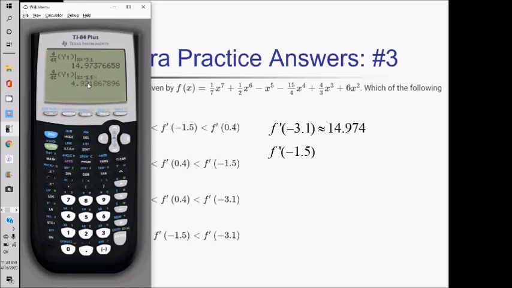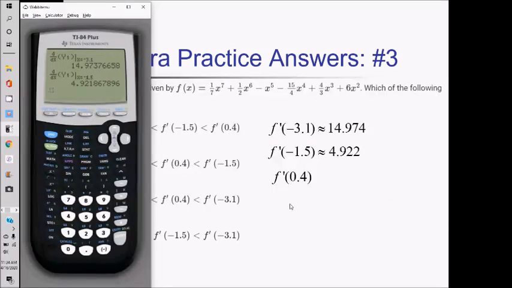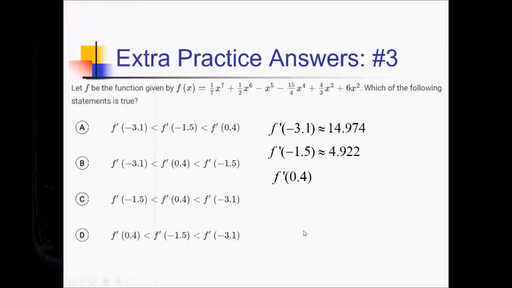This is going to now be -1.5. So that's about 4.922. And then one more time, we only have to look up f prime of 0.4 at this point. So going back, yanking that input one more time, let me delete that negative sign, and we're doing 0.4. Enter, comes out to about 4.387.